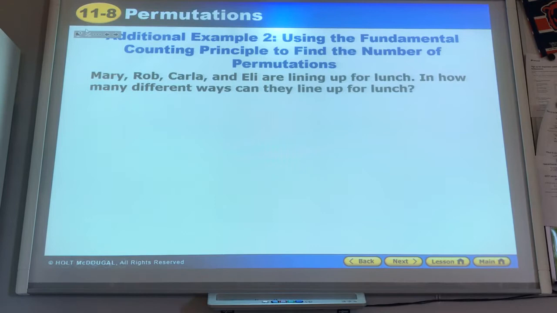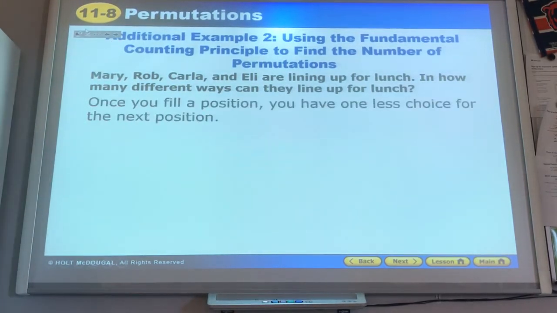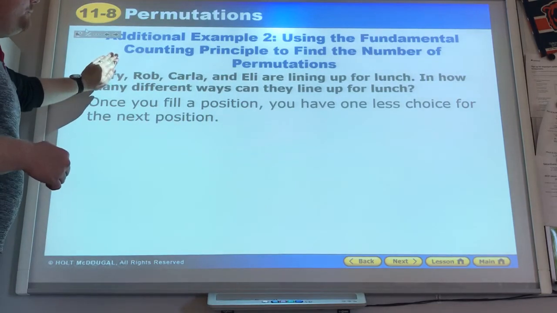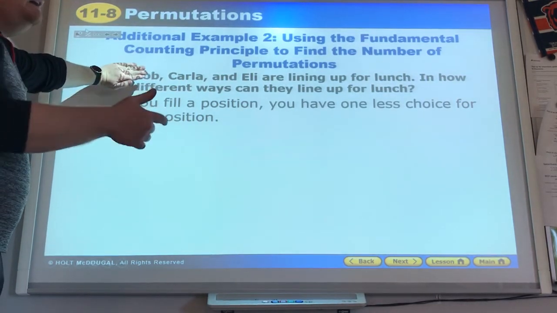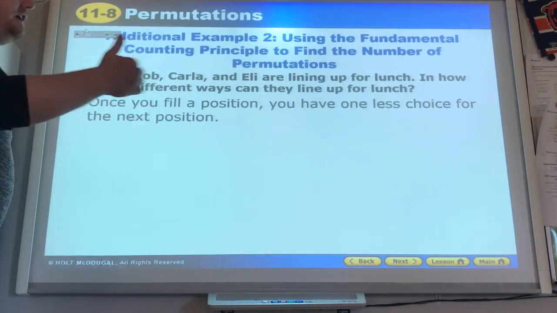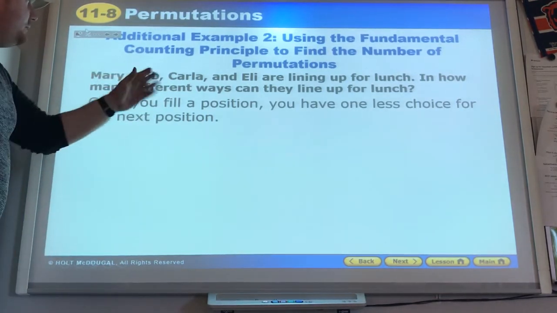Mary, Rob, Carla, and Eli are lining up for lunch. In how many different ways can they line up for lunch? Once you fill a position, you have one less choice for the next position. Mary's in first. Now we only have Rob, Carla, and Eli. Then Rob is. Now we only have Carla and Eli. Do you see what they're saying? Each time there's one less choice, because each event depends on the other one.